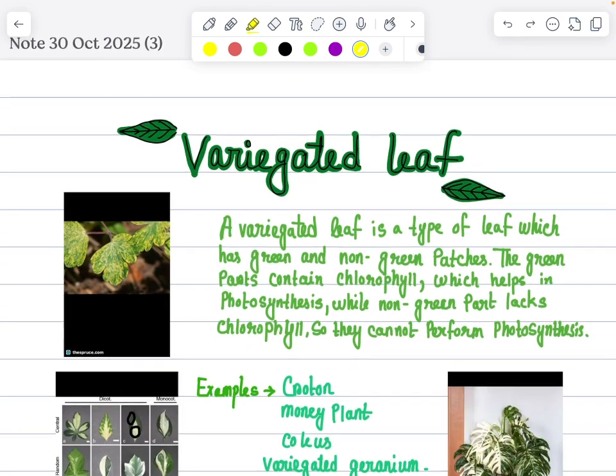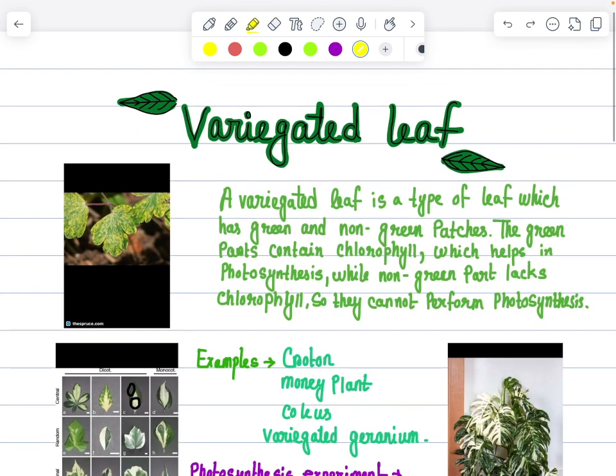So a variegated leaf is a type of leaf that has green and non-green patches. You can look at this picture also. This is the picture, right? And you can see that there are green parts and there are yellow parts. Both types of parts you can see. These patches of different colors can be seen in this type of leaves only.